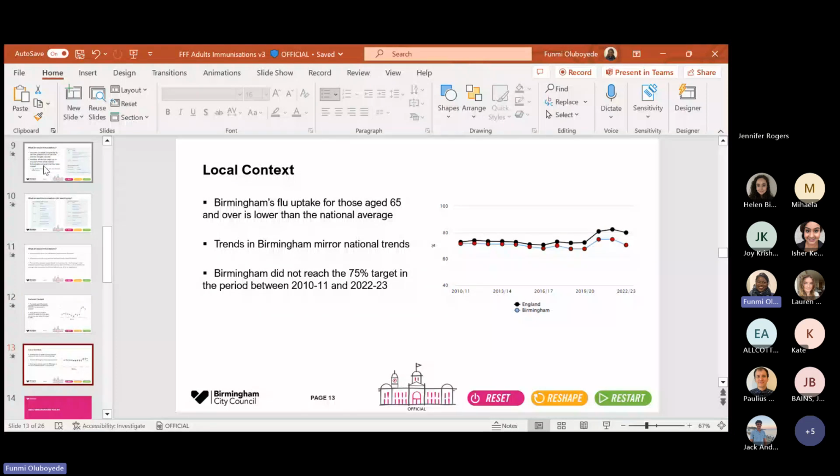So when we look at local context, we can see that Birmingham's flu uptake for those aged 65 and over is lower even than the national average. And the trends in Birmingham do mirror national trends. Birmingham did not reach the 75% target in that period between 2010-11 and 22-23. So lots of work to be done.